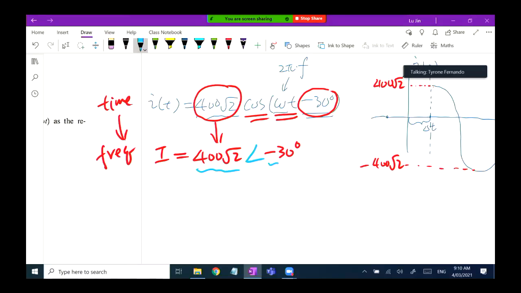The number after this small symbol denotes the phase angle of this AC term. So by reading the phasor form given here, we know this is a vector in the frequency domain. Its magnitude is 400 by square root 2, and its phase angle is negative 30 degrees.